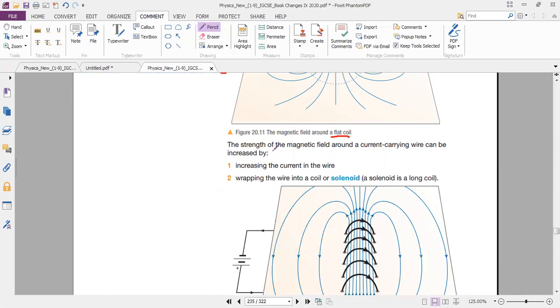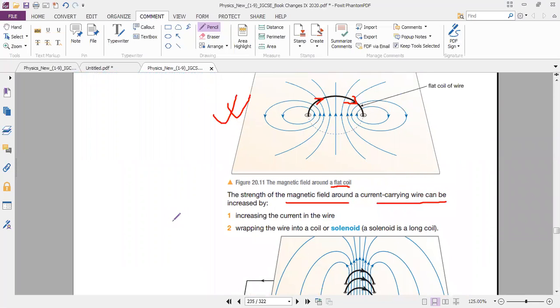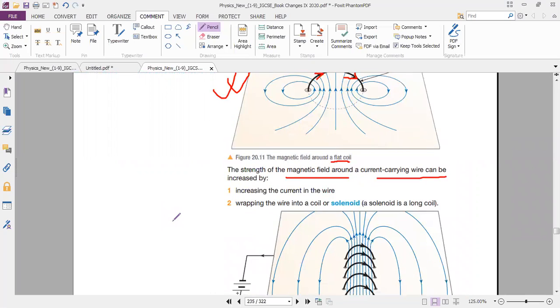And how can we increase the strength of a magnetic field around the current carrying wire? The magnetic field produced around the current carrying wire, how can we increase the strength? We can increase the current, and we can wrap the wire into a coil called a solenoid. Two things. We can increase the current in a wire, and we can wrap the wire into a coil or solenoid. A solenoid is actually a long coil.